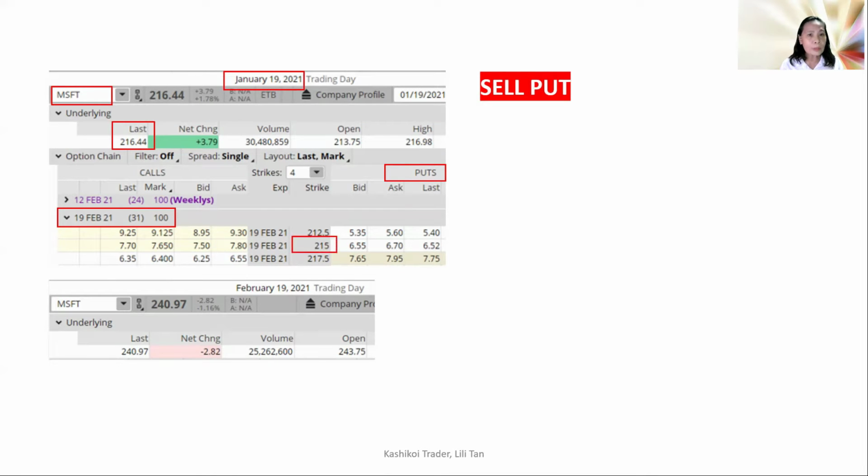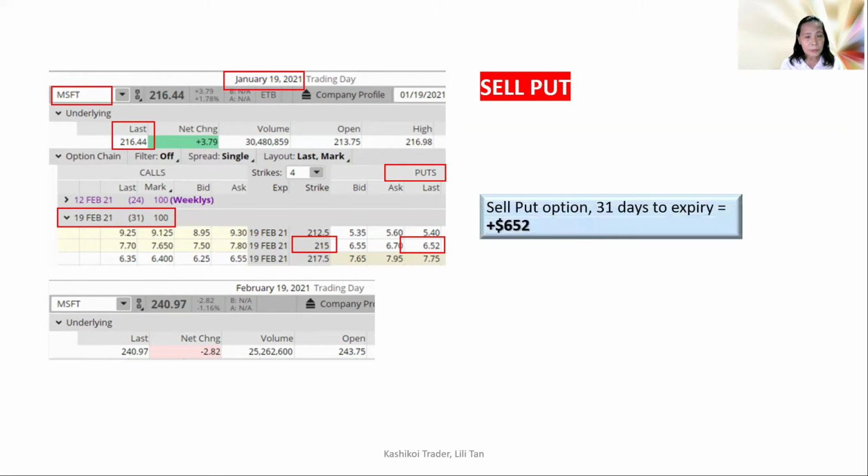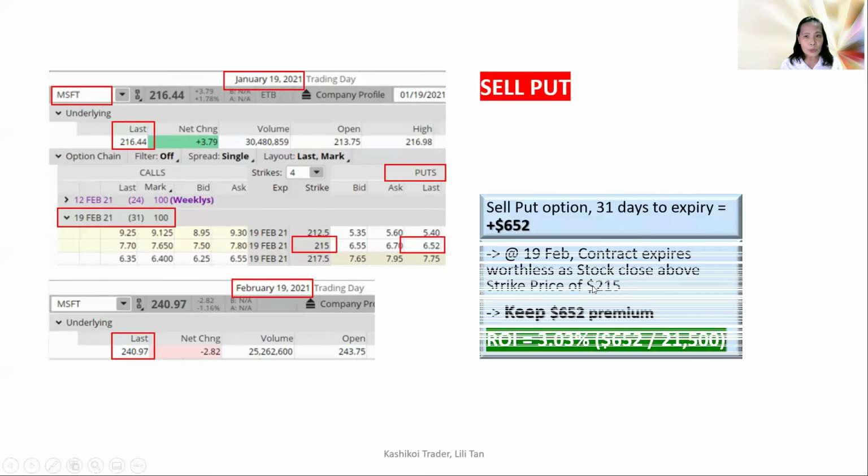So again, back to here, strike price 215 for sell put. When I sell, I collect a premium of $652. Fast forward to February the 19th, when the price actually closed above our strike price of 215, that is 240 above 215. This sell put contract actually expired worthless, meaning to say it has no more value. Therefore, I, as a seller of the put option, get to keep the premium. So my ROI would be 3.03%.